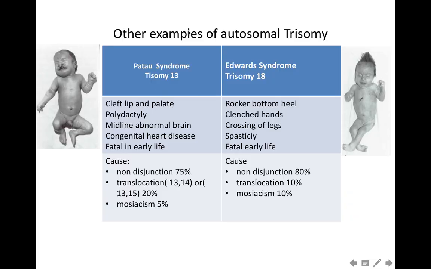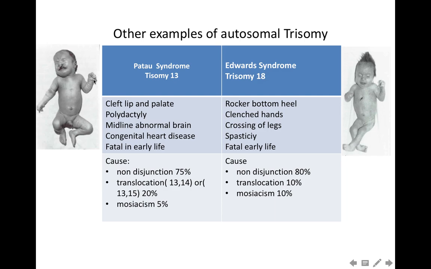There are other examples of the autosomal trisomy, which is trisomy 13, trisomy 18. Trisomy 13 is called the Patau syndrome, and this is a picture of a Patau syndrome baby. You can see there is mainly midline abnormalities in the development, and they have severe abnormal brain development, small eyes, and widely separated eyes. Sometimes the eyes are absent, and there is cleft lip and cleft palate, which means the fusion in the midline did not happen in the lips or in the palate.